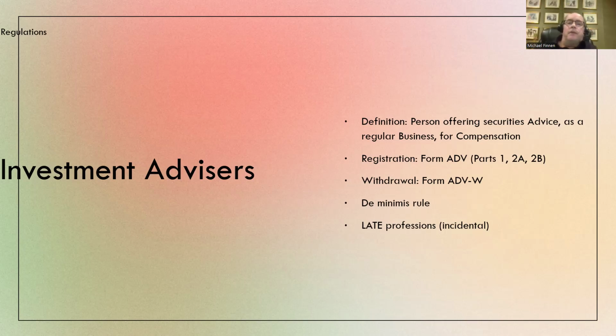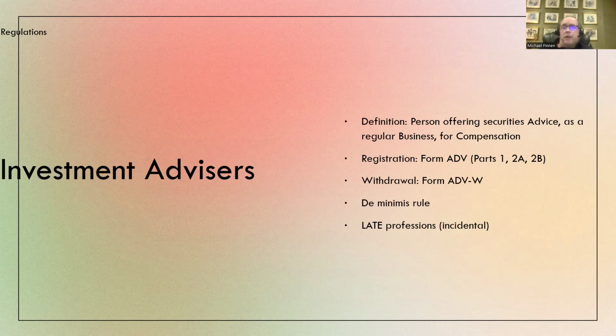What is the difference between the IA and the BD? The IA is giving you advice on what to invest in, or actually doing it for you, and getting paid for that advice. The broker dealer is getting paid to actually effect the transaction. Again, either through agency or principal, either through commission or markup, markdown as a market maker.